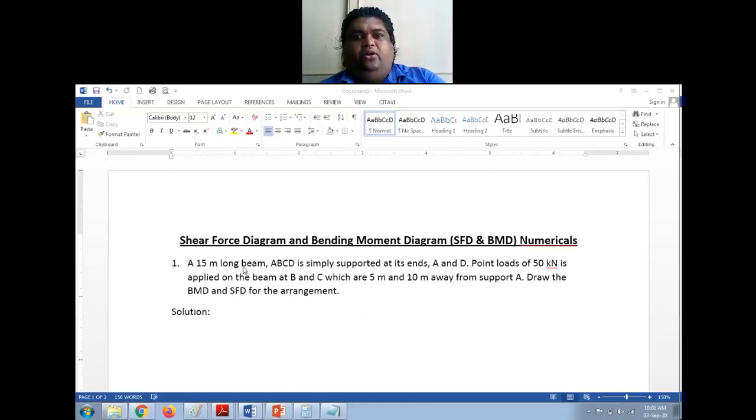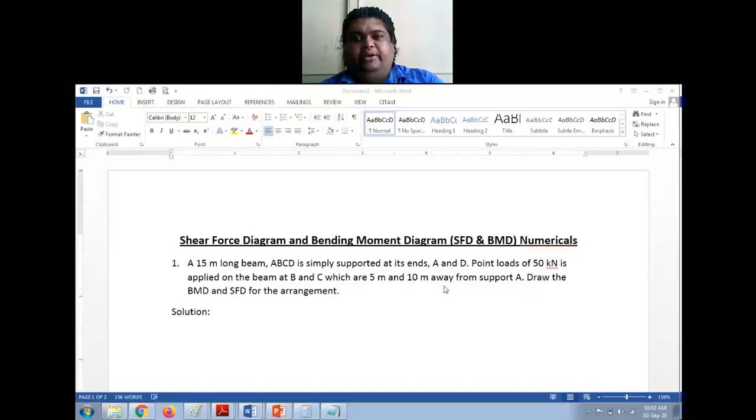A 15-meter long beam ABCD is simply supported at its ends A and D. Point loads of 50 kilonewton are applied on the beam at B and C, which are 5 meter and 10 meter away from its support A. Draw the BMD and SFD for the arrangement.